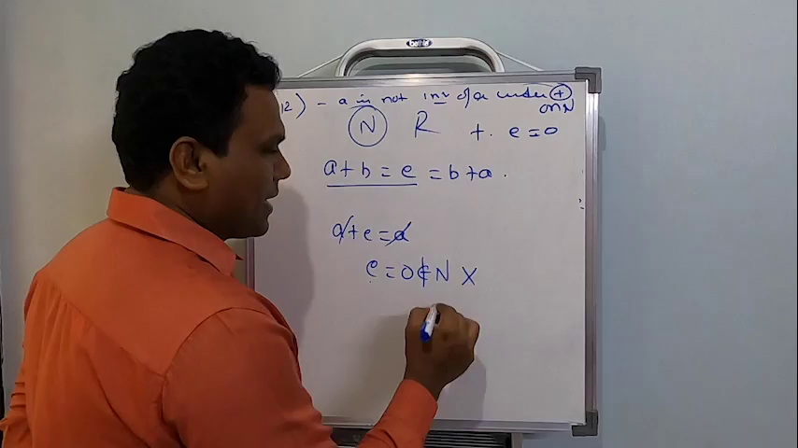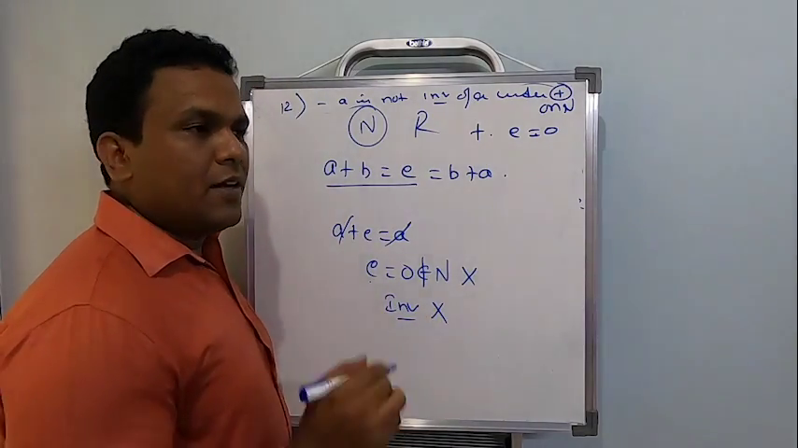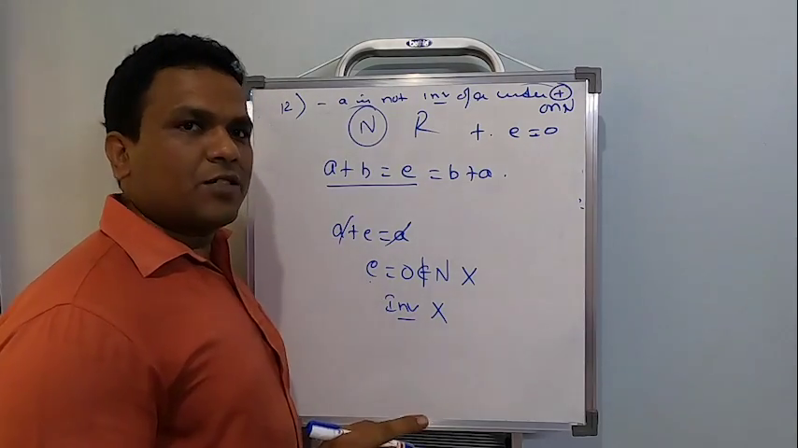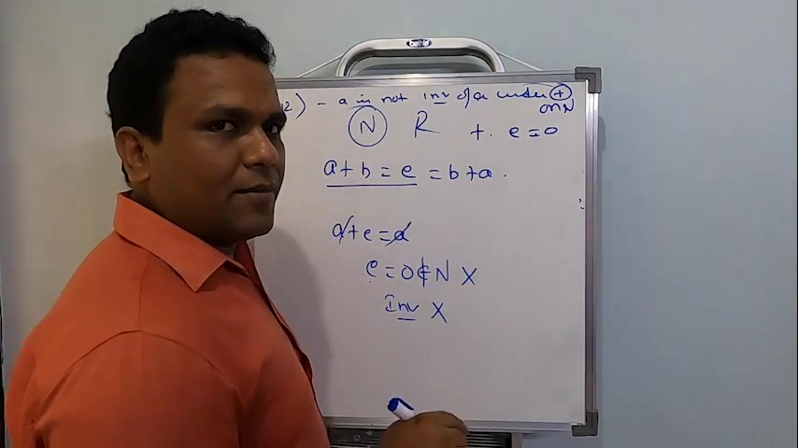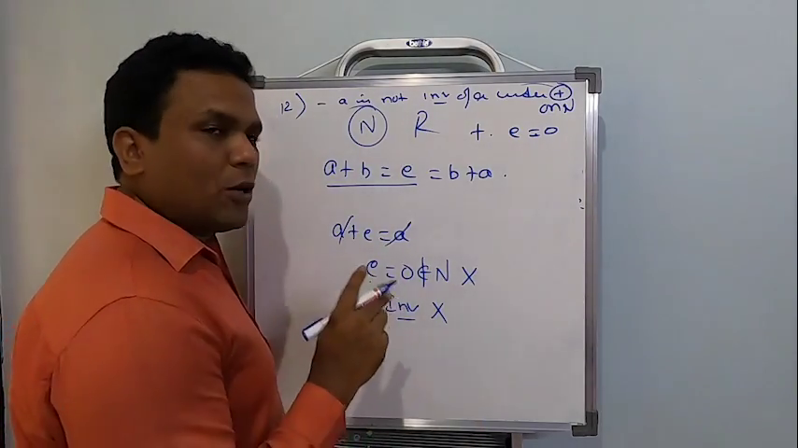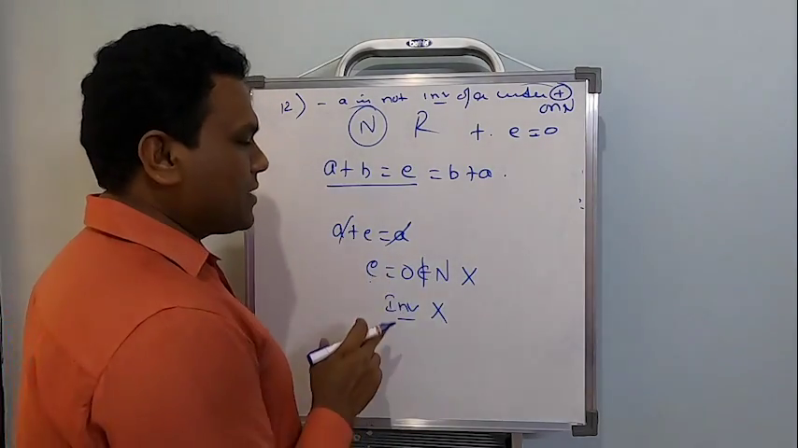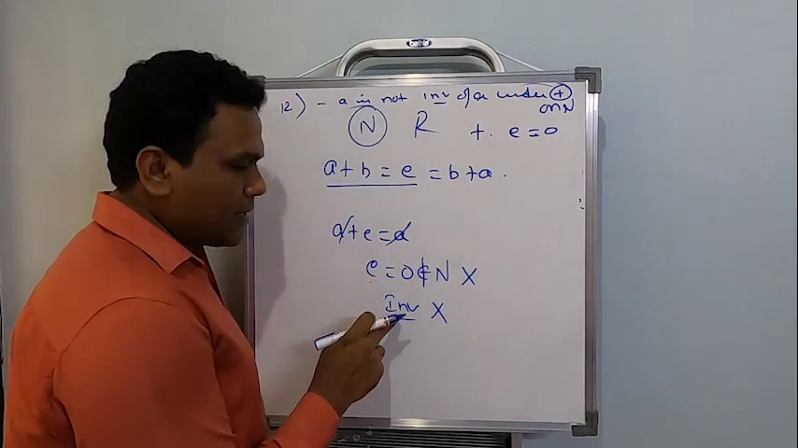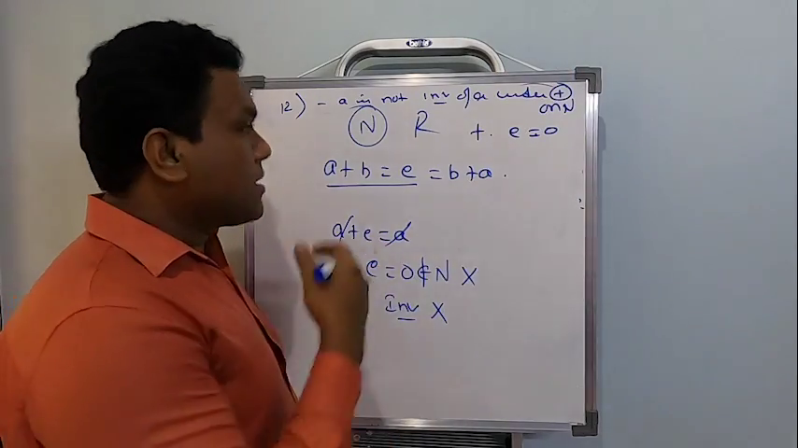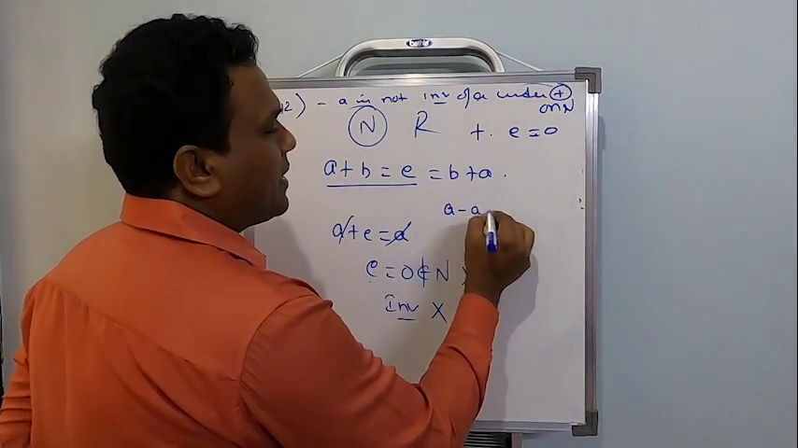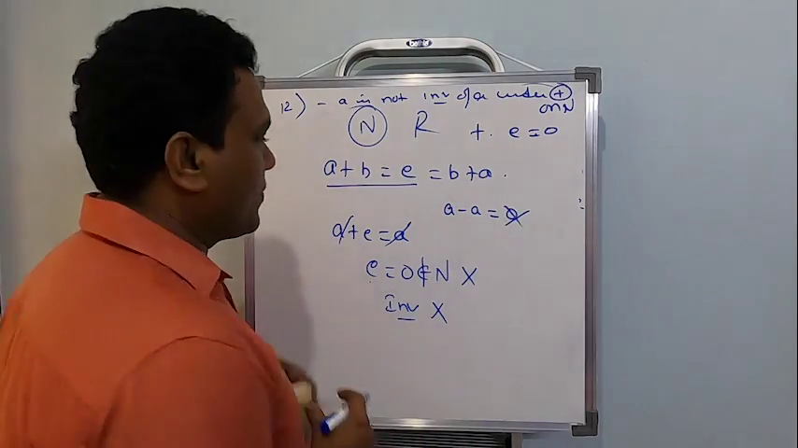If identity does not exist, surely you cannot find the inverse. So if it's a problem based on inverse, first you have to find the identity, come back and check. In the previous one it was on real numbers. 0 is a real number, but this problem is on natural numbers and 0 is not a natural number. Because of this, identity does not exist, hence I cannot check the inverse. So clearly minus A is not an inverse of A under addition. Suppose it were the inverse, what would happen? A minus A should give me 0, but 0 is not a natural number.